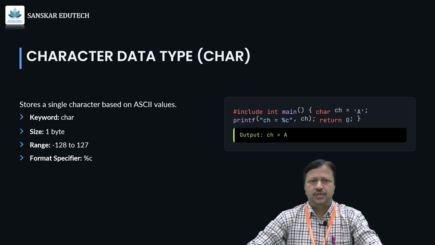For example, #include <stdio.h>, int main(), char ch = 'a'; printf("ch = %c", ch); return 0. So the output is: ch is equal to a, because ch is the character 'a' in single quotation.